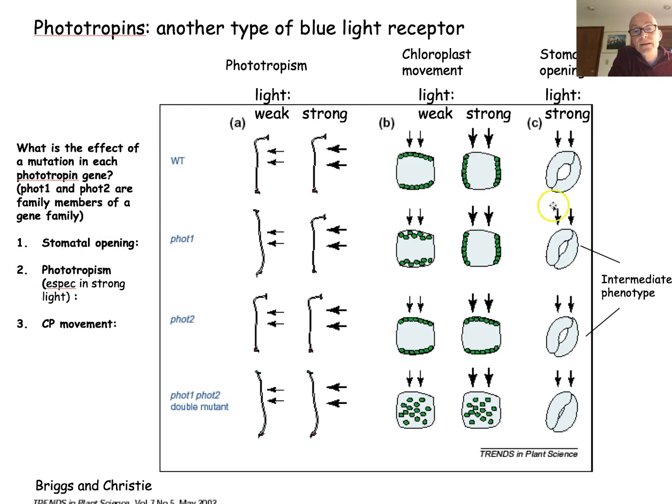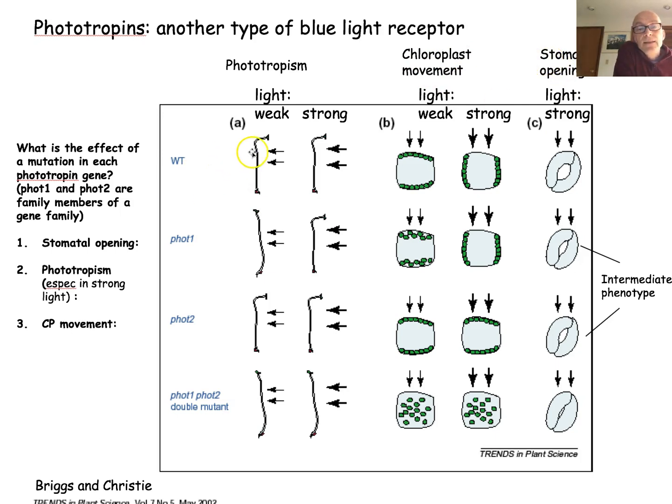And you see here in this slide what its responses are. Wild type is here in this first line, and then the mutant phototropin 1, you see small italics, is in the second line here, and then phototropin 2. And then they have a double mutant where both of the genes are knocked out together, and this is the response. So there are three different types of phenotypes they looked at: phototropic response, chloroplast movement, and stomatal opening.